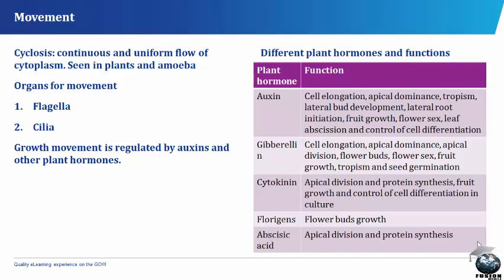Growth movement is regulated by auxins and other plant hormones. Different plant hormones have different functions, as can be seen in the table. The plant hormones and their functions. We have 1. Auxin, 2. Gibberellin, 3. Cytokinin, 4. Florigens, 5. Abscisic acid. Their functions are stated in the table. You can as well pause this video to take note of their functions.